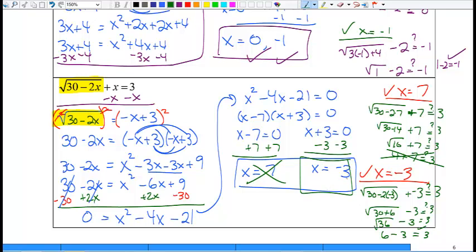The x is equal to negative 3, but I want to see your work. I want to see that you know that 7 is not valid, but that you got it as an answer and you excluded it as an extraneous. And that concludes this lesson.